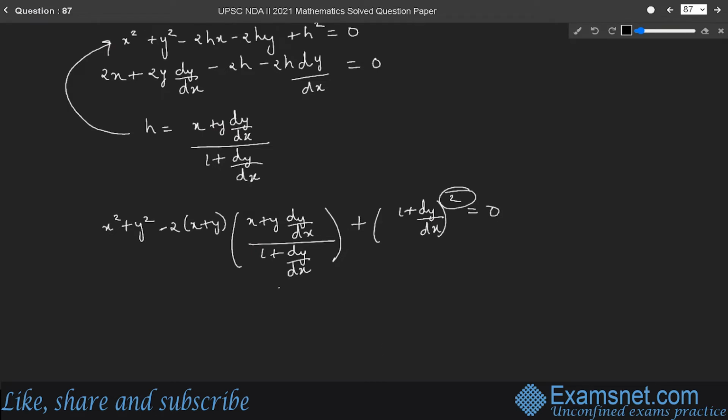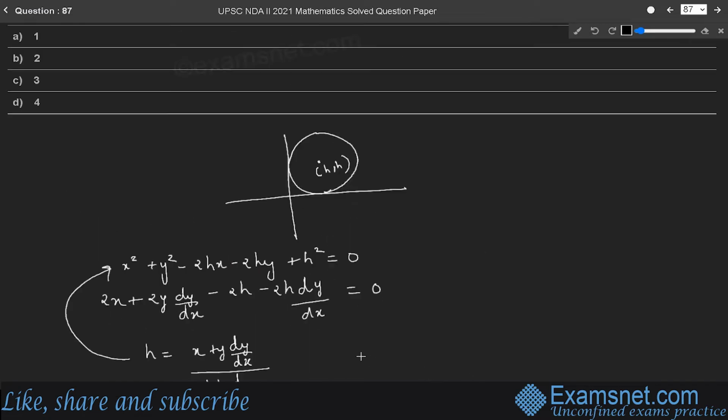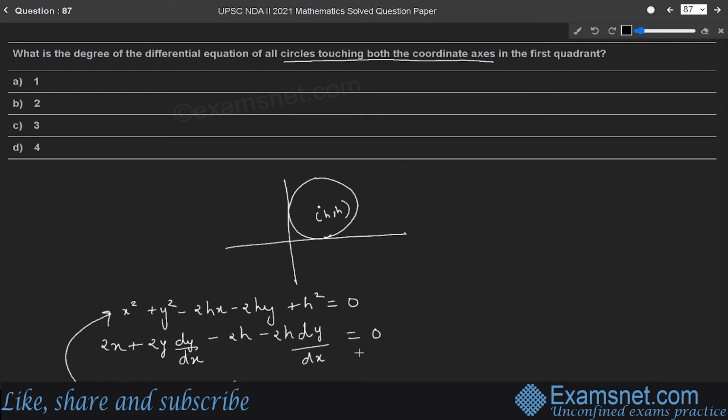But when this denominator goes to the upper part, then it will be dy by dx power cube. See, here there is a square and this is also one term. So 2 plus 1 is 3. So we can say that the degree here is 3. So option number C is correct for this question, which says 3.